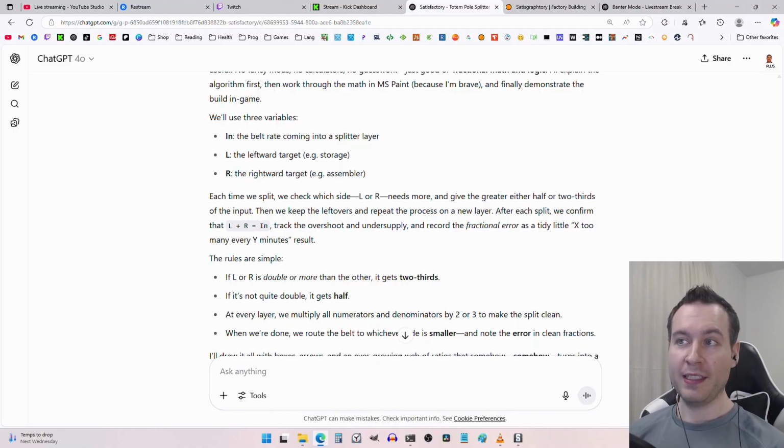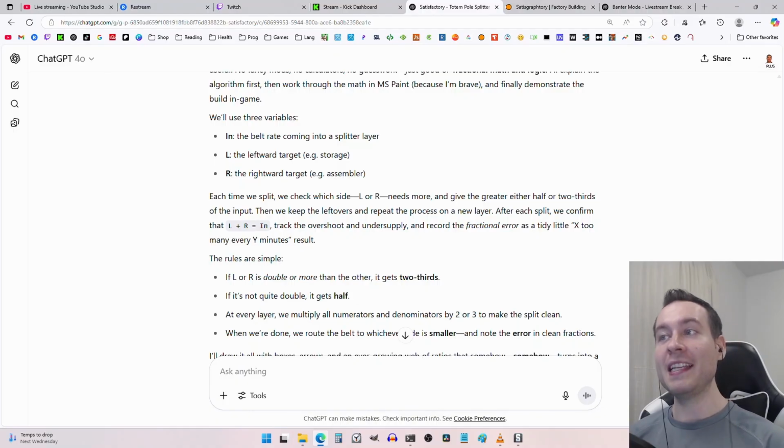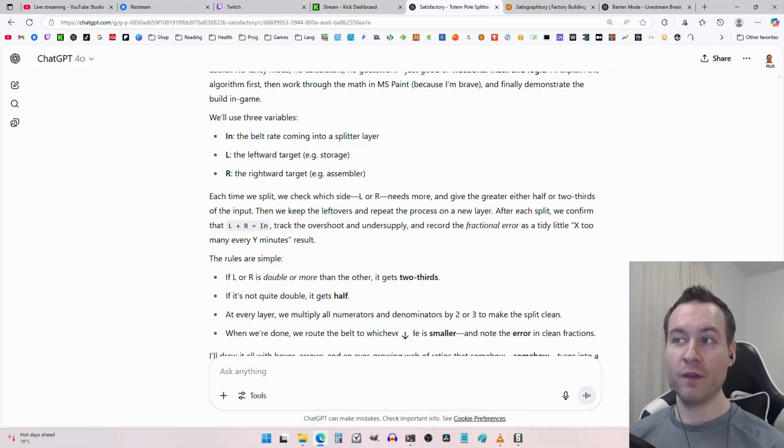Each time we split, we check which side, L or R, needs more, and give the greater either half or 2/3 of the input. Then we keep the leftovers and repeat the process on a new layer. After each split, we confirm that L plus R equals in, track the overshoot and undersupply, and record the fractional error as a tidy little x to however many y minutes result.